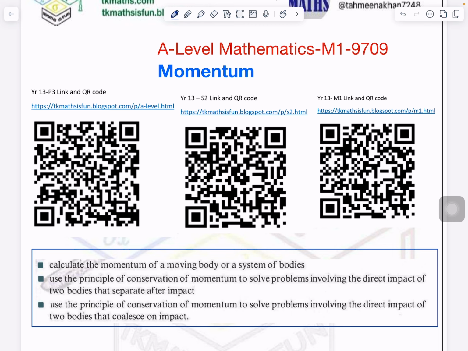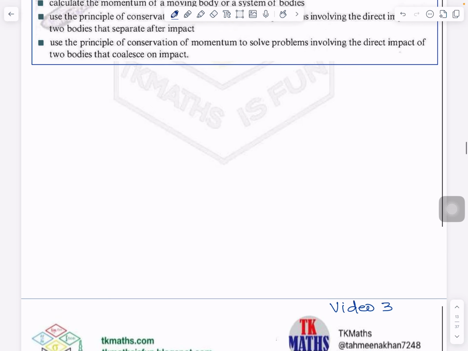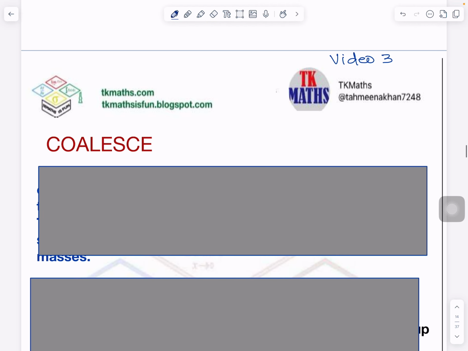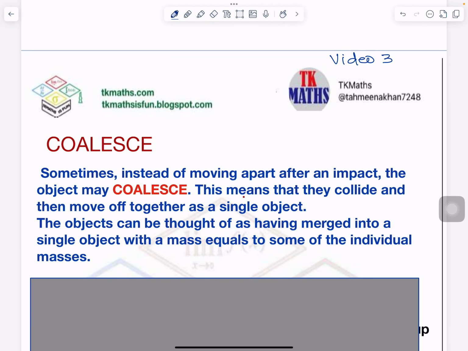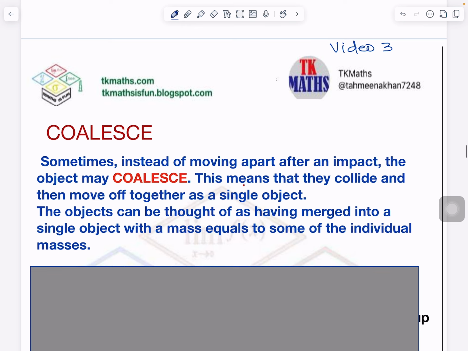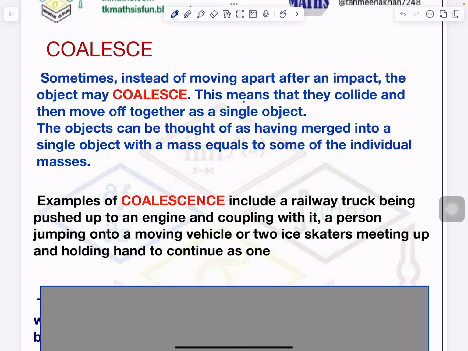It is a part of the syllabus of A-level mathematics M1. So let's see first of all what is coalescence. Like I said in simple words, when bodies are colliding and after that they move together as one object, rather than getting separate. They become a single object. An example of this type: a railway truck being pushed up by an engine, or a person jumping onto a moving vehicle. So we are taking real life examples in the context of coalescence.